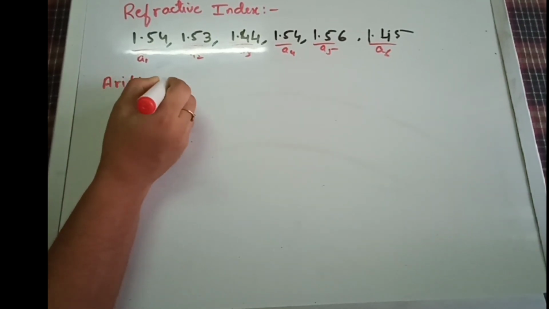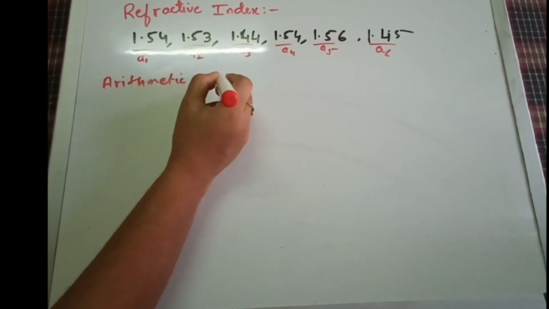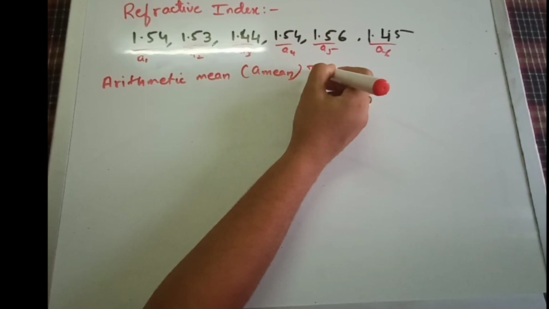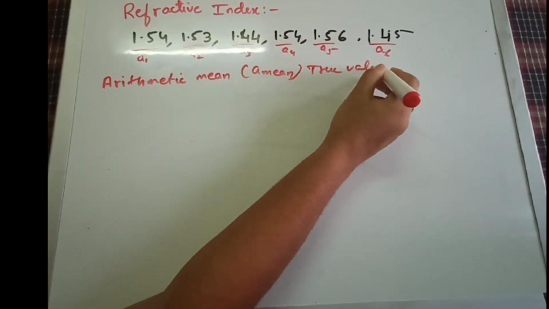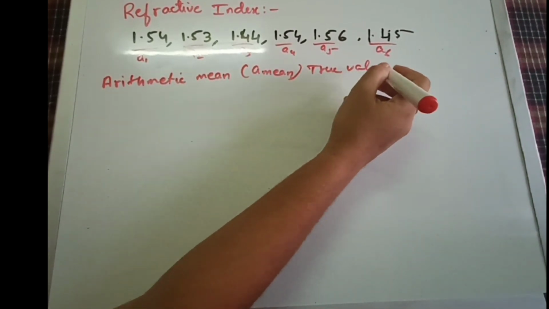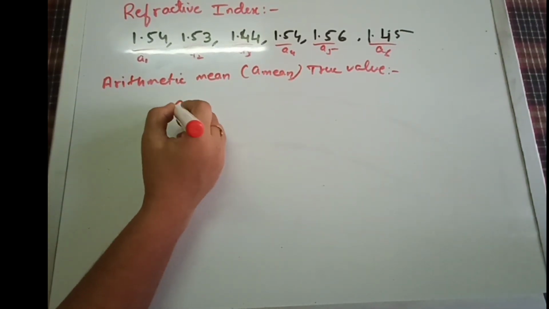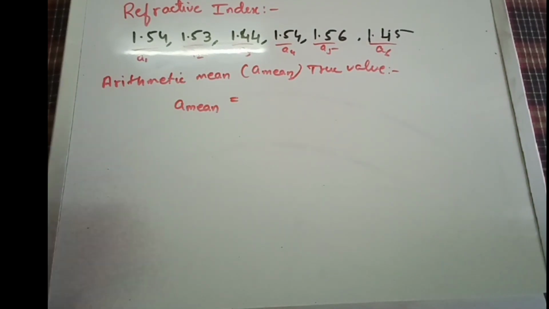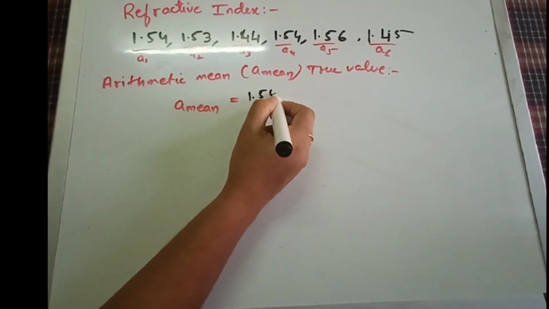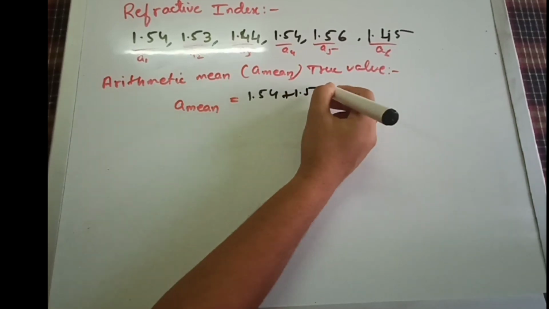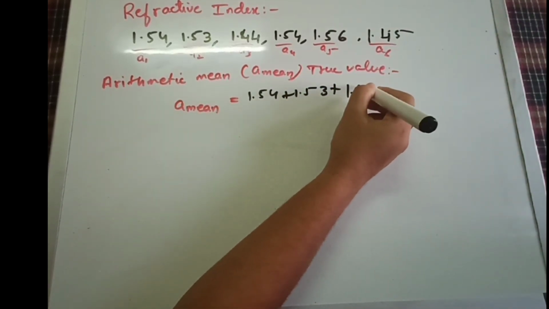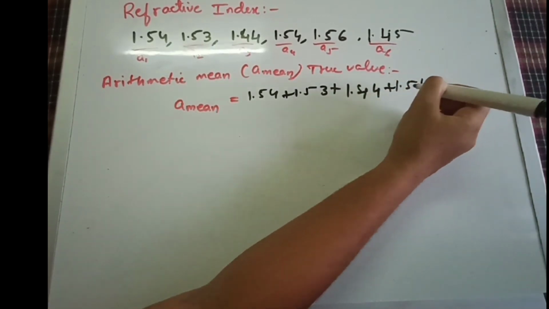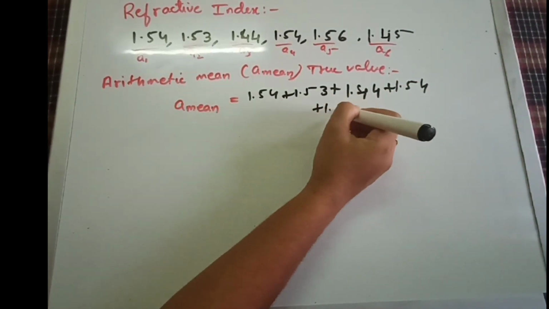First, we are going to find the arithmetic mean of these readings. This one is simple. You just have to add all these terms and divide by the number of observations, which is 6. So the arithmetic mean, which will also be the true value for the measurement, equals 1.54 plus 1.53 plus 1.44, and so on. Basically you have to add each of the measurements and divide by 6.